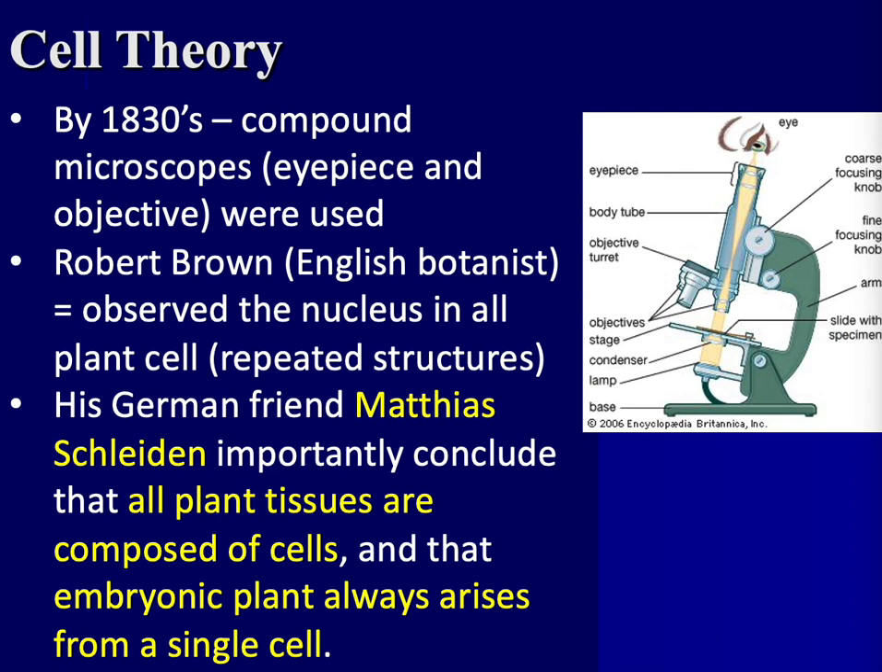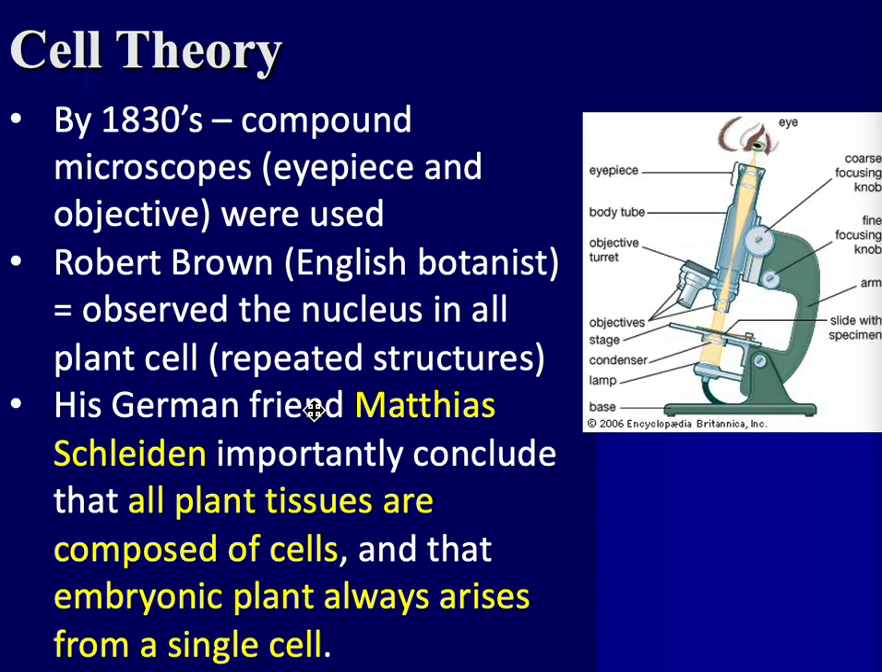It wasn't until the late 1830s that people start to realize the importance of cells, and people start to use the compound microscope. What you see over here is the compound microscope that includes the eyepiece and also the objective lenses. Robert Brown, an English botanist, was the first to observe the nucleus in all plant cells. So he observed this repeated structure in all of the plant cells that he observed.